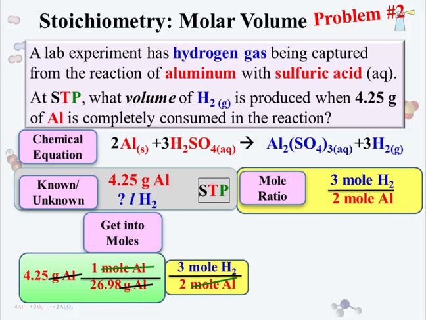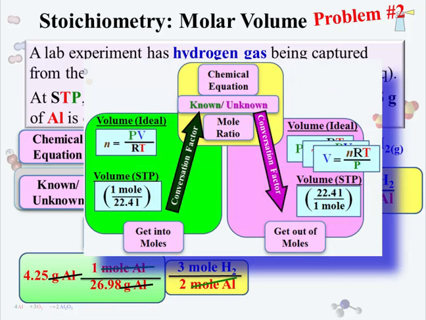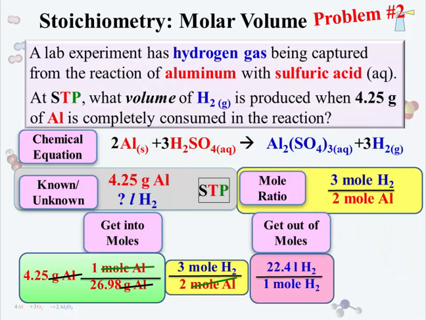The final step is to get out of moles of gas into the asked for units of volume. What conversion factor takes moles of a gas and converts it into liters of that gas at STP? It is the molar volume at STP. 1 mole of gas occupying 22.4 liters of volume. The molar volume is oriented with moles of hydrogen in the denominator, so that they cancel out with moles of hydrogen in the mole ratio.